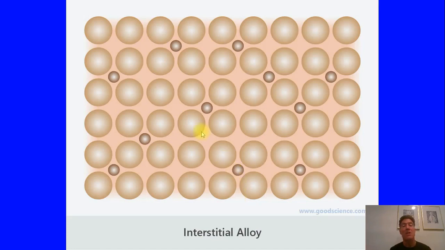So this is an interstitial alloy. This would be a representation, for example, of an iron ion, right? And this would be a carbon, and this carbon can fit in these interstitial spaces. This creates an interstitial alloy.